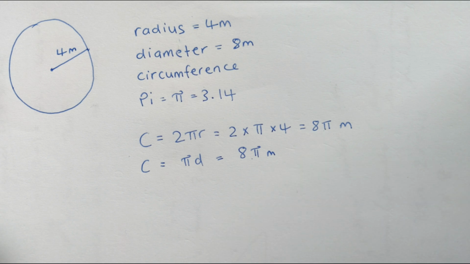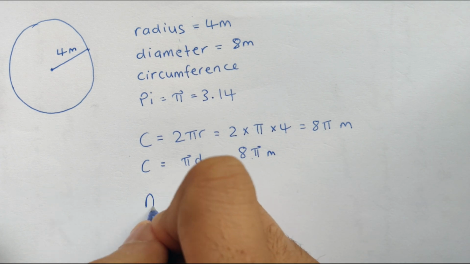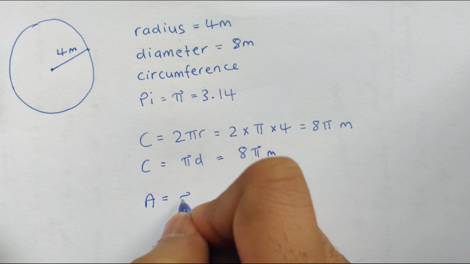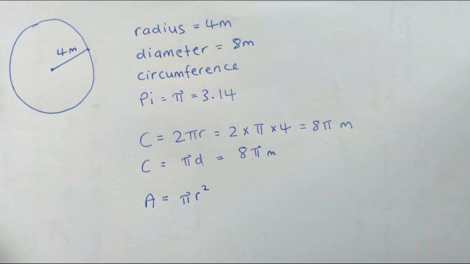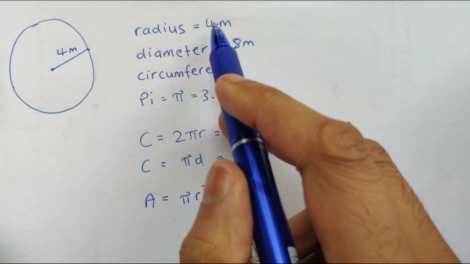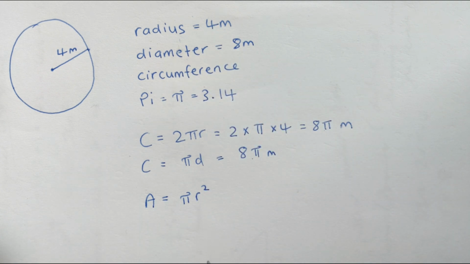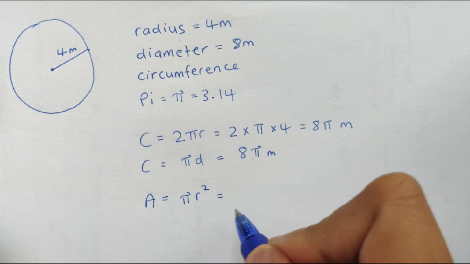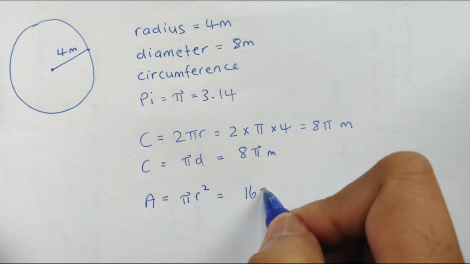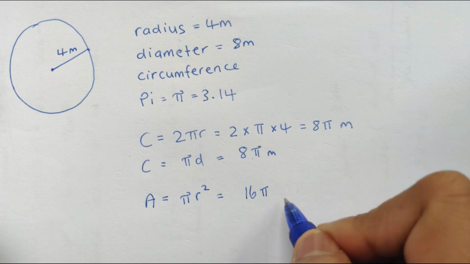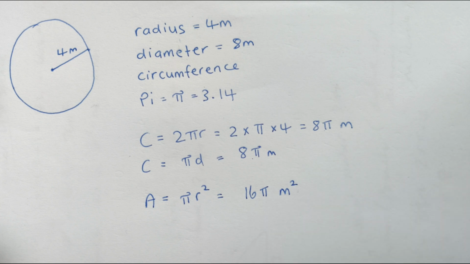Now let's calculate our area of our circle. And the area of our circle is given by pi r squared. We know our radius is 4, and 4 squared is 16. So here we get our area as 16 pi and our unit of meters squared.